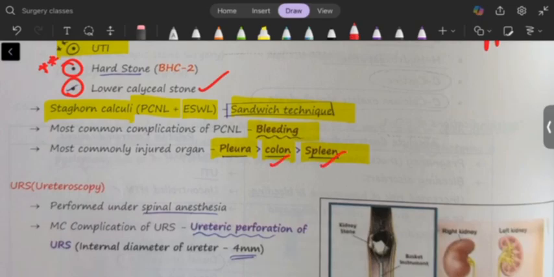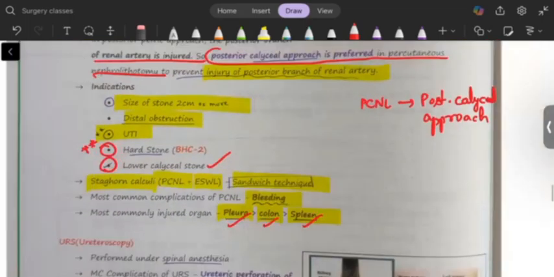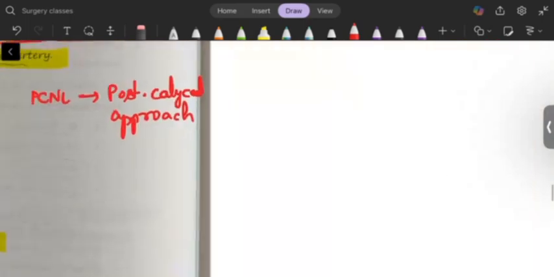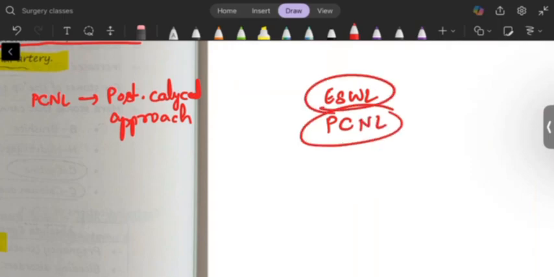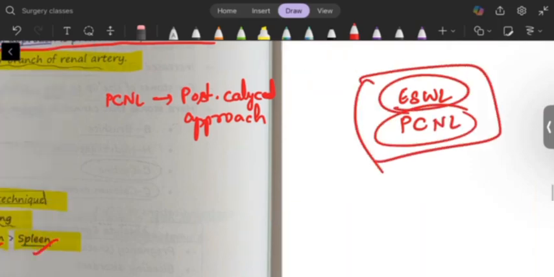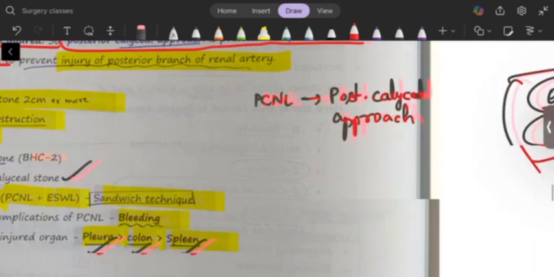Okay, these were the two main surgical procedures which are used for treating renal stones: extracorporeal shockwave lithotripsy and percutaneous nephrolithotomy. Okay, these two are very important. If you know this, almost most of the management of renal stones is done.